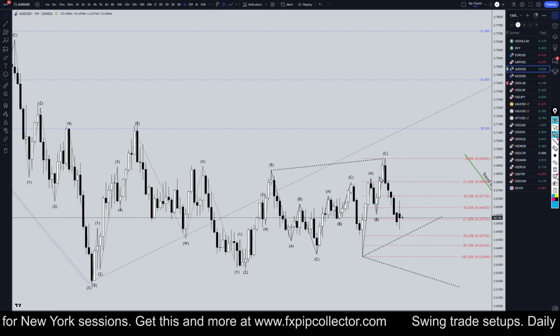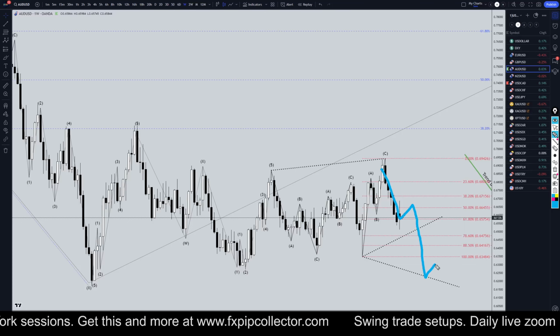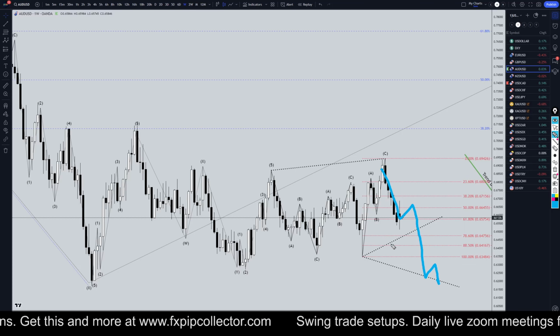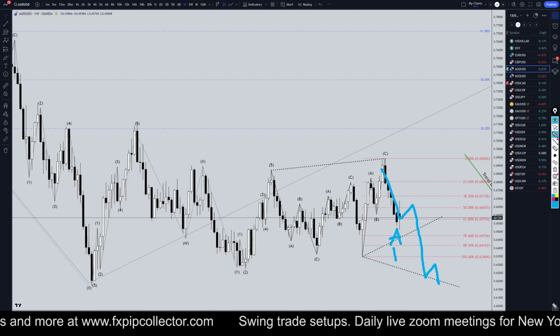We also could possibly have a 1, 2, 3, 4, 5 down, which is why this is either a wave A or a wave 1.